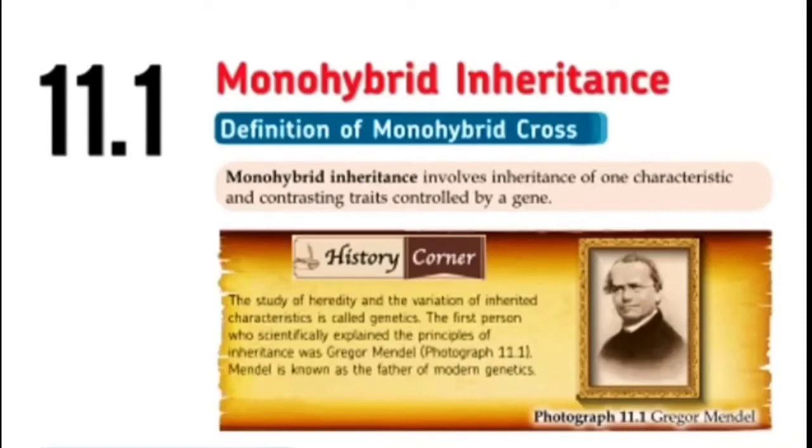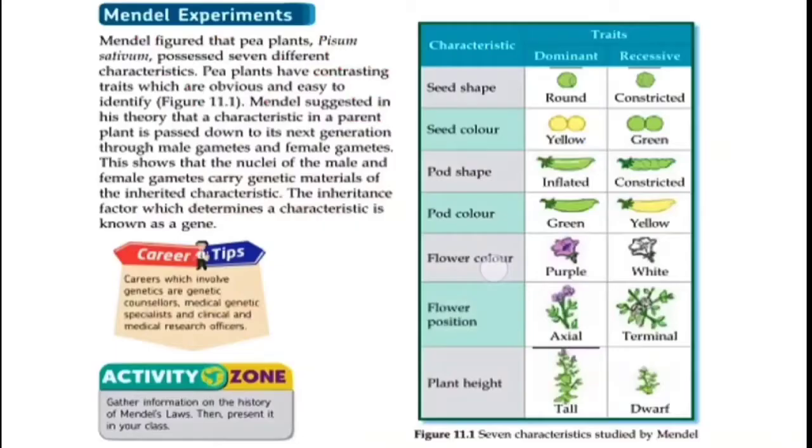For example, characteristic is like the color of the seed. Okay, and the traits, sifat itu adalah sama ada dia mungkin the color of the seed is green, yellow, begitu. Okay, so itu beza karakteristik dengan traits. So here, this is Gregor Mendel. This is the scientist, the first person who scientifically explained the principles of inheritance. Okay, so Mendel is known as father of modern genetics.